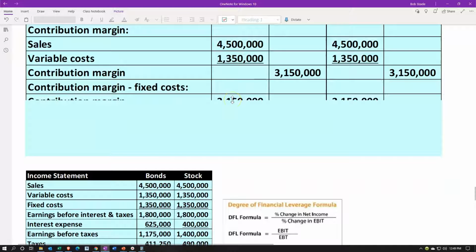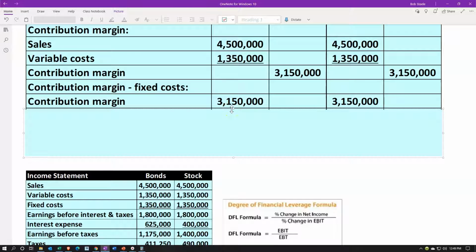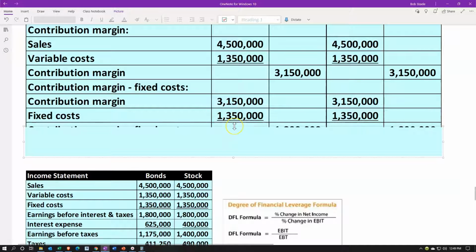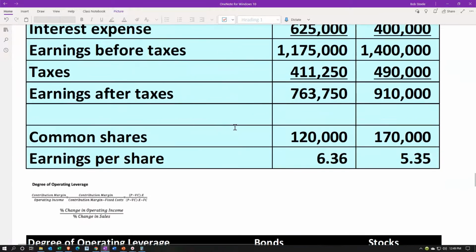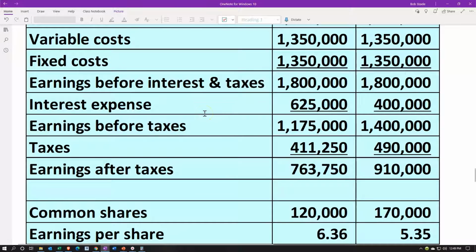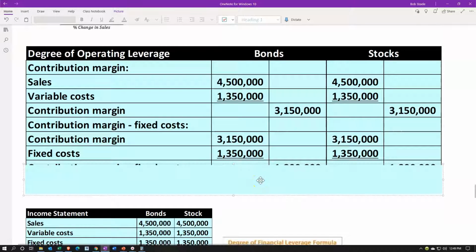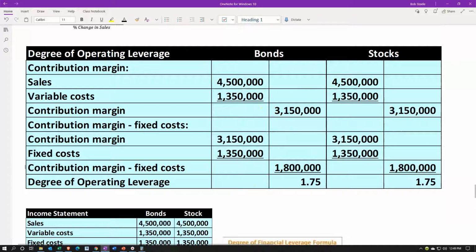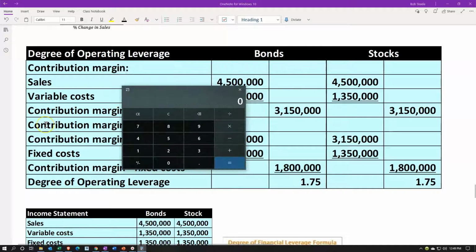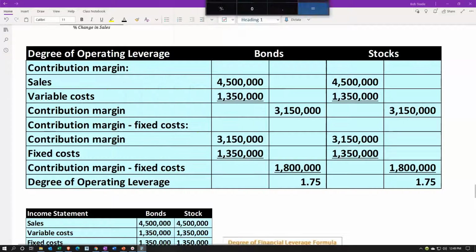Then we have the contribution margin minus the fixed cost, or operating income, which is going to be the contribution margin, same for both scenarios. And then the fixed costs, once again, same for both scenarios. We're going to have the same amount of fixed costs for both scenarios here. So if we divide this out, for both scenarios, the 315,000 divided by the 180,000, that's going to be the 1.75 for both scenarios. So no difference for the degree of operating leverage between the two financing options.